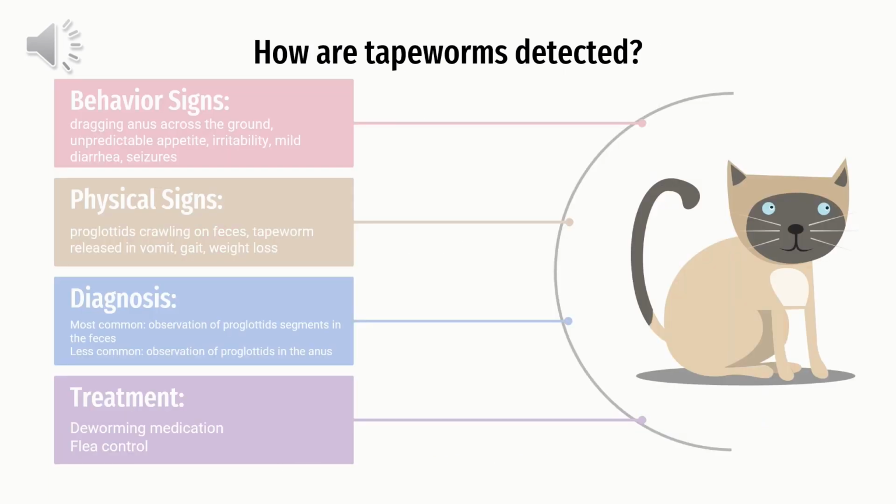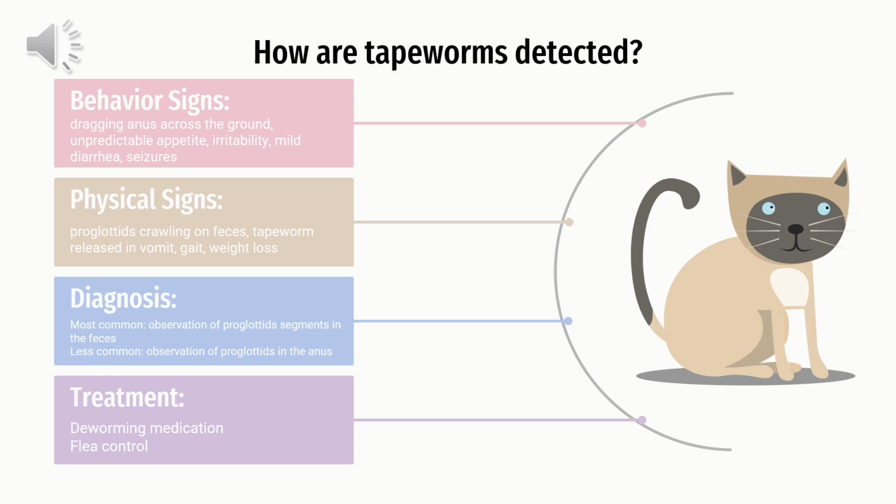Cats suffering from tapeworm infection will exhibit unpredictable appetite and possibly some irritability. They may suffer from seizures, diarrhea, and in very rare cases they may be seen dragging their anus across the floor. These behaviors may be seen in the cat, but they are not guaranteed and vary depending on how intense the infestation is. The physical signs of infection also vary.